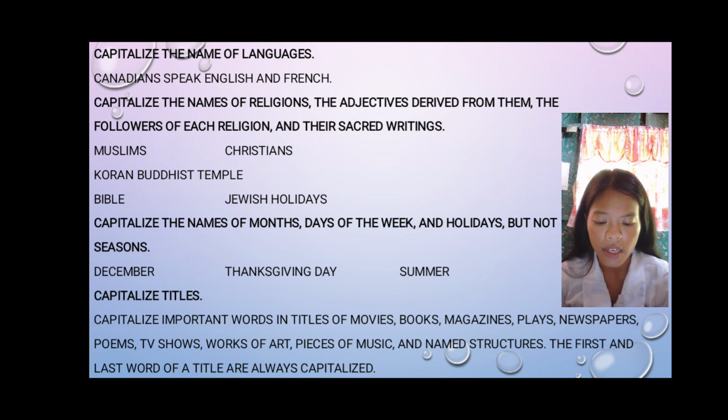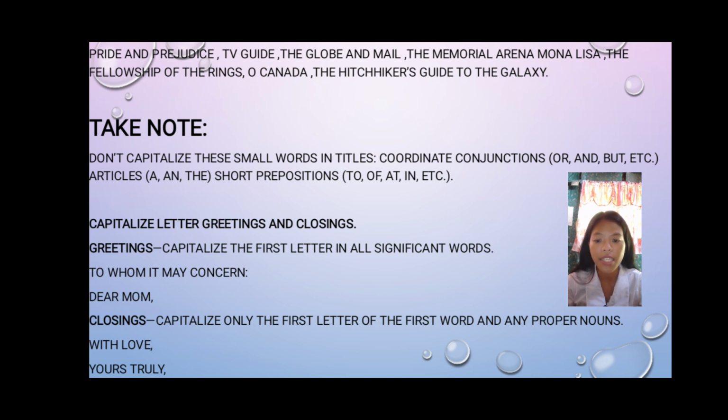Capitalize titles, of course. Capitalize important words in titles of movies, books, magazines, plays, newspapers, poems, TV shows, works of art, pieces of music, and named structures. The first and last word of a title are always capitalized. Pride and Prejudice, TV Guide, The Globe and Mail, The Memorial Arena, Mona Lisa, The Fellowship of the Ring, O Canada, The Hitchhiker's Guide to the Galaxy.